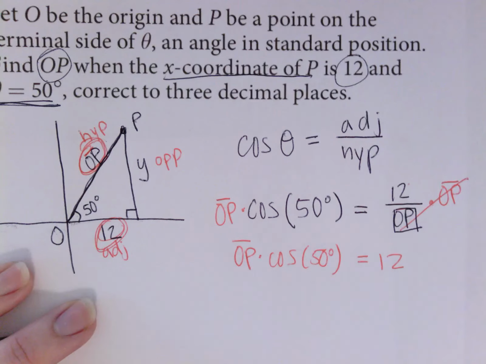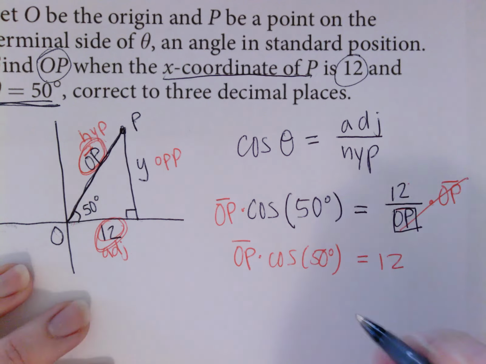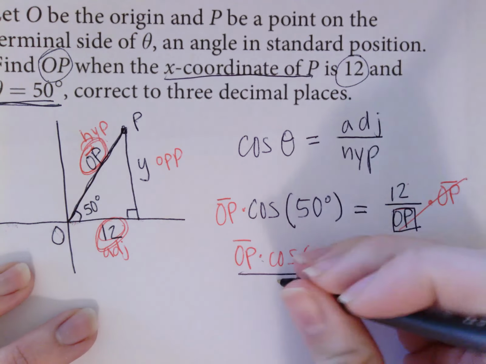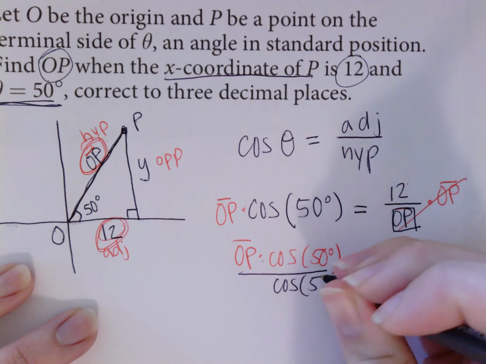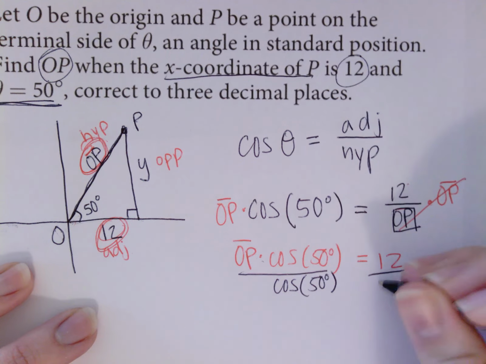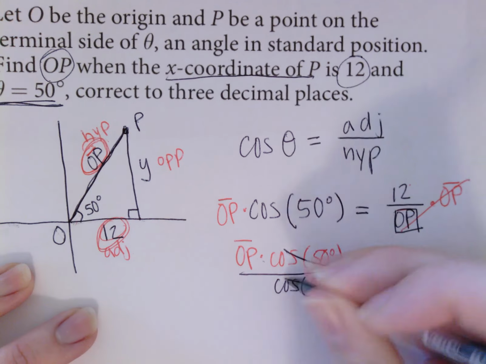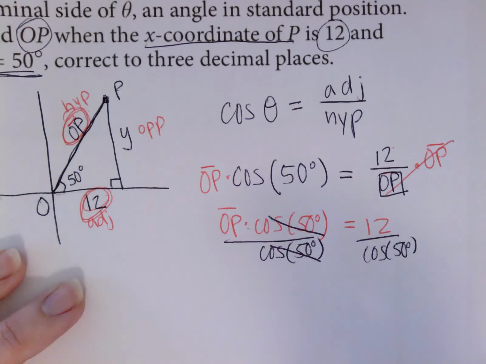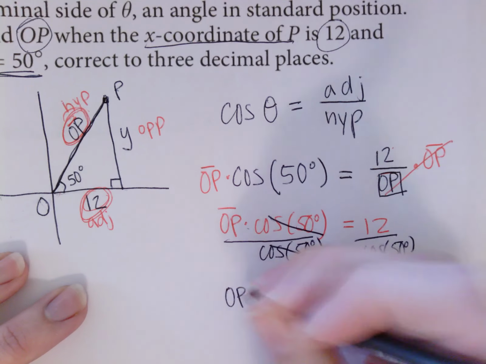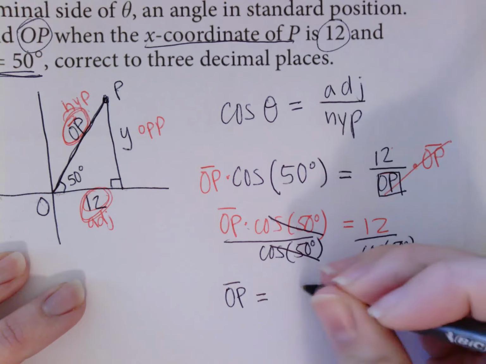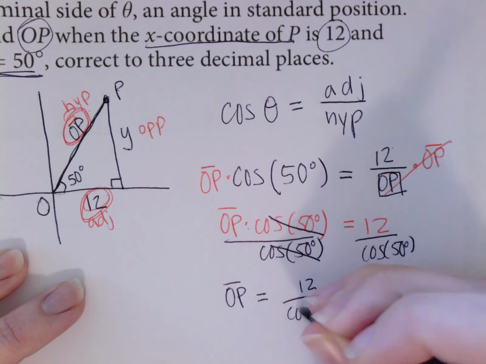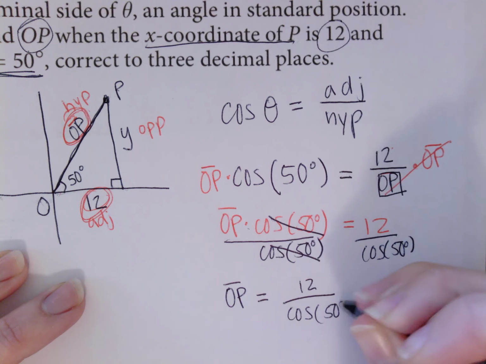Now remember, we're solving for OP, and that's not by itself yet. So I can do some division to get OP by itself. I'm going to divide by cosine of 50 degrees. Whatever I do to one side, do to the other. Cosine of 50 degrees cancels out. We get that the length of OP is equal to 12 divided by the cosine of 50 degrees.